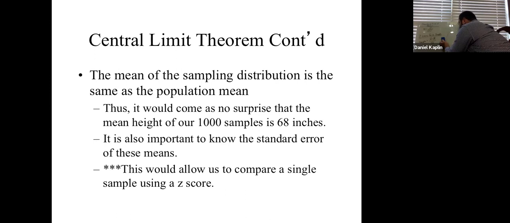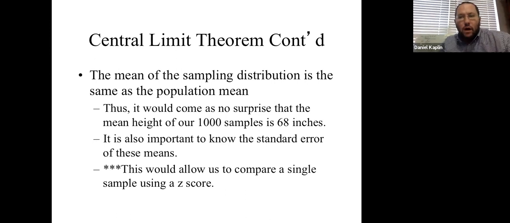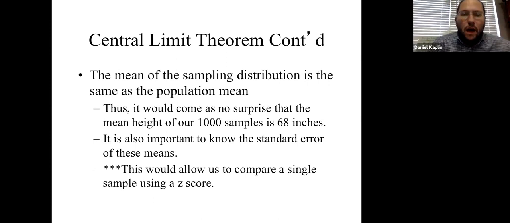So I'm going to erase that, but that's basically what the central limit theorem suggests. Central limit theorem suggests a couple things. The first is that as sample size increases, it approximates the population more and more. And then if you took 1,000 samples and averaged them, it would bring you to your population distribution.